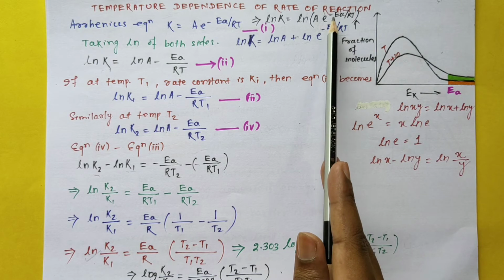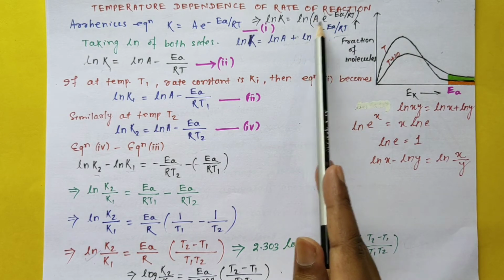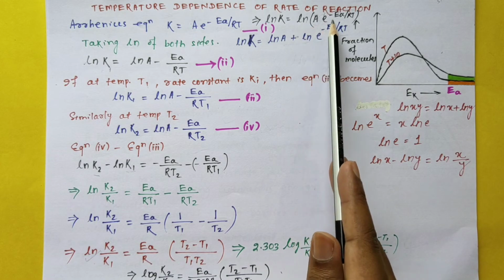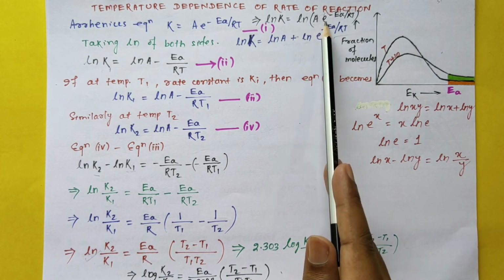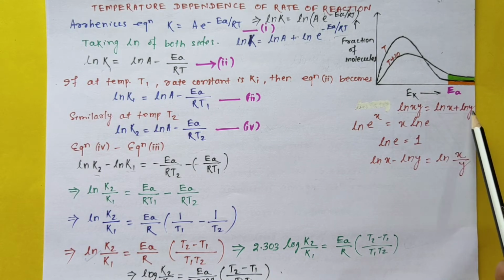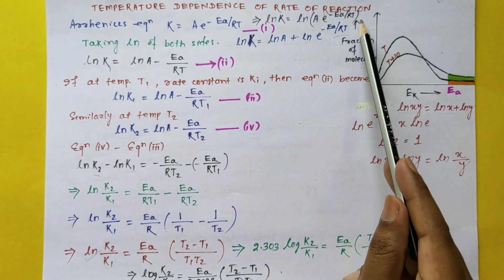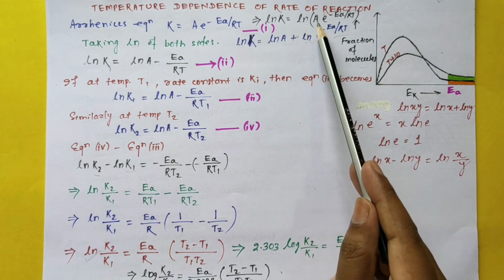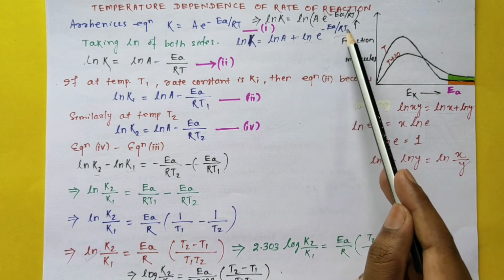And suppose this term is x and this term is y, then right now it is ln x into y. So what is the formula of ln xy? The formula of ln xy is equal to ln x plus ln y. So putting this formula here, we get this expression: ln k = ln A plus ln e^(-Ea/RT).